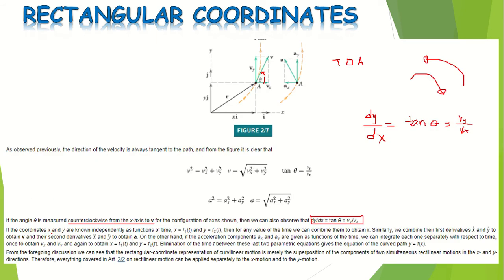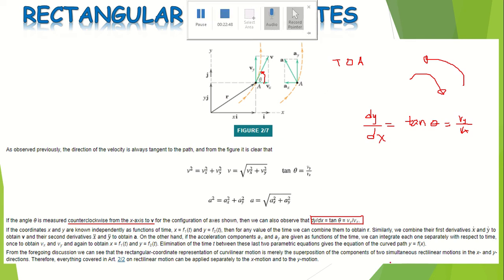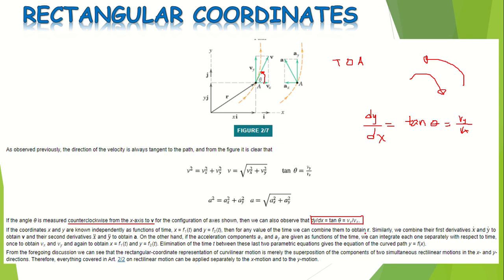So if the coordinates x and y are known independently as a function of time, x equal to f sub 1 of t and y equal to f sub 2 of t, then for any value of time, we can combine them to obtain r. And similarly, we combine their first derivatives, x dot and y dot, to obtain v, and their second derivatives as well, x double dot and y double dot, to obtain the acceleration a.